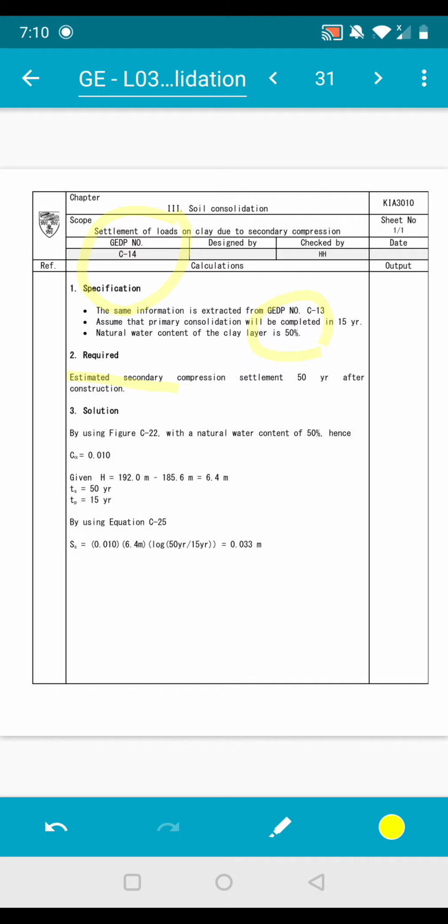So by using figure C22 with a natural water content of 50%, hence you get this. And take note of the rest of the parameters given, and you'll get your secondary consolidation settlement as 0.033 meter.